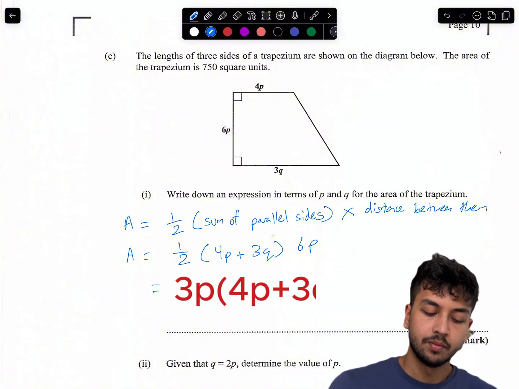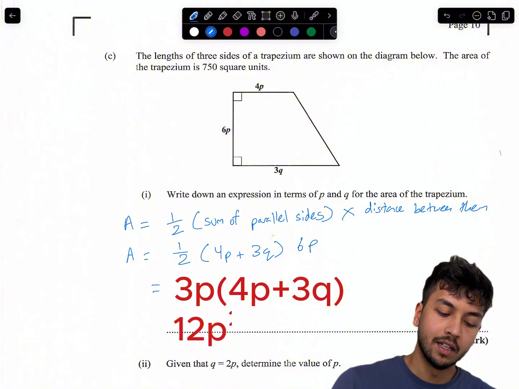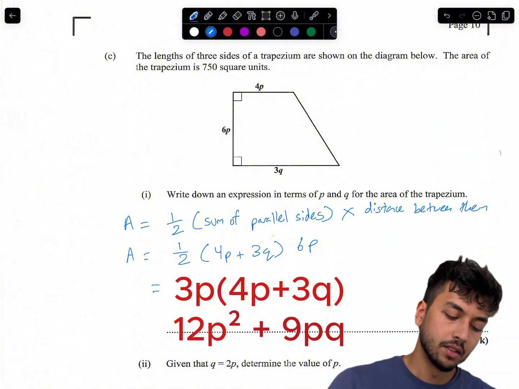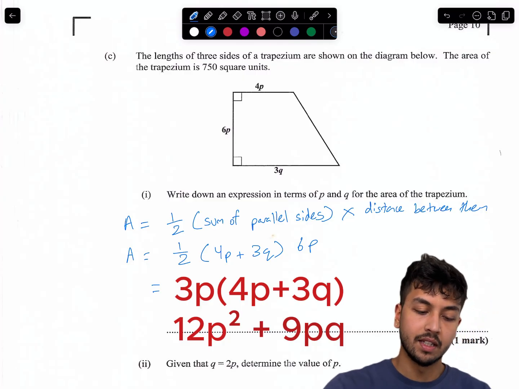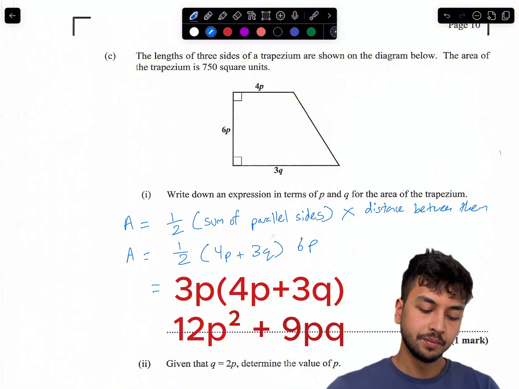And then you can even expand it more if you want, and put 12p squared plus 9pq, but it doesn't really matter anyway, it's fine. They're all the same. So that's the expression in terms of p and q for the area of the trapezium.